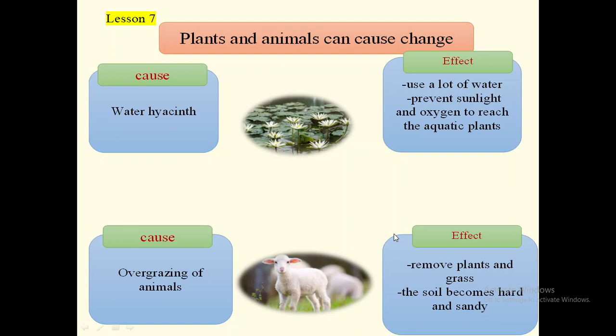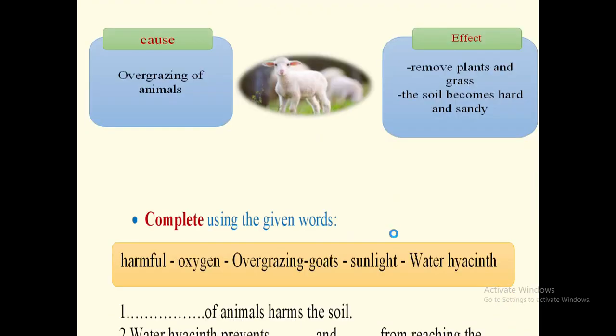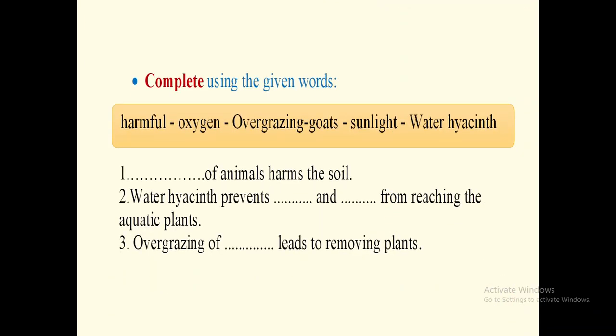Number 2, overgrazing of animals. The effect: remove plants and grass. The soil becomes hard and sandy. Now complete using the given words. Harmful: oxygen, overgrazing, goats, sunlight, water, hyacinth.